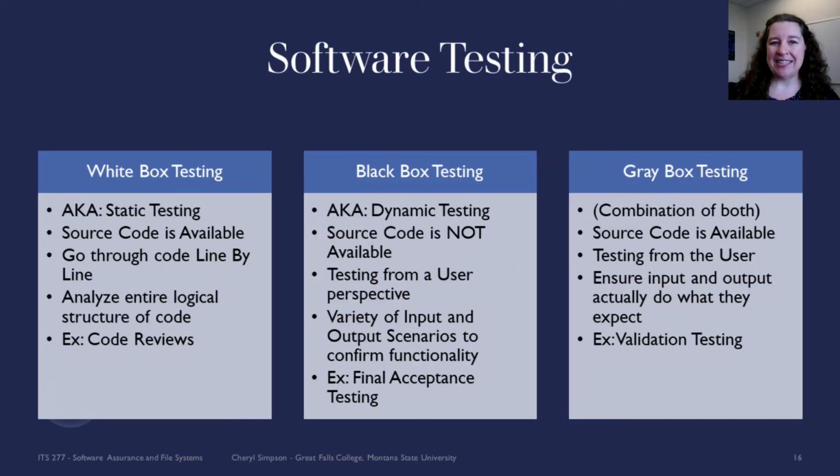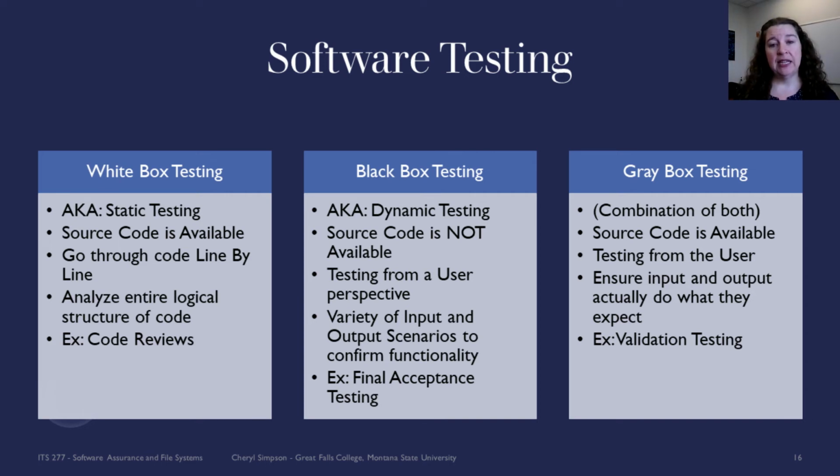Our next section is on testing. There are 3 different versions of testing when it comes to software. We've kind of touched on black box. White box testing is otherwise known as static testing. Static testing means all of the source code is available, and we're going to code review by going through line by line. We're analyzing the logical structure of the code. We are going to ask the developer, why did you do this? How did you do this? Why are you implementing this way? This is white box testing. We're looking at the code while we are testing it to make sure that the code does exactly what we say it should be doing.